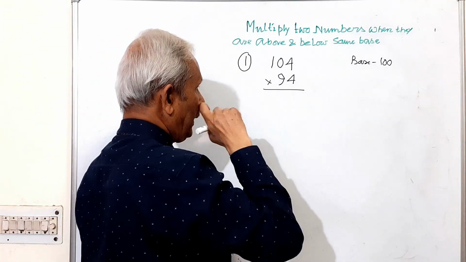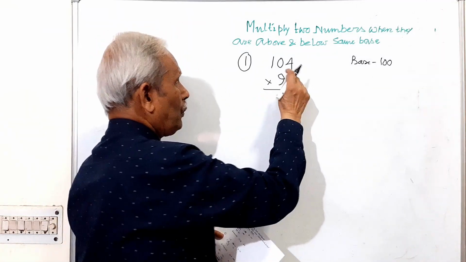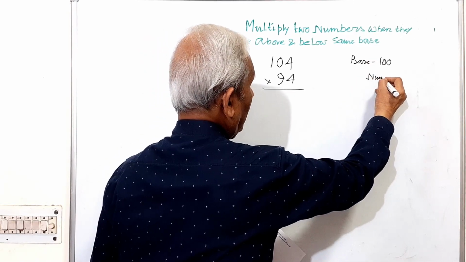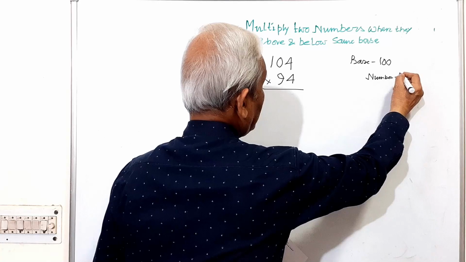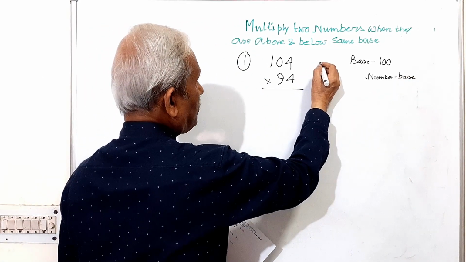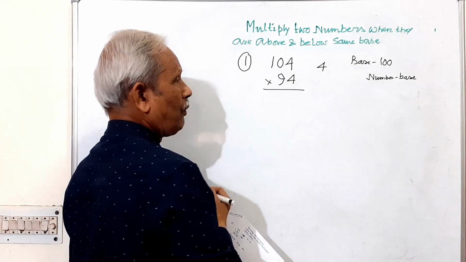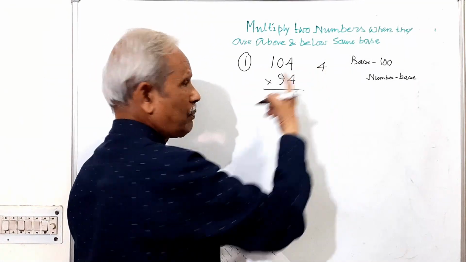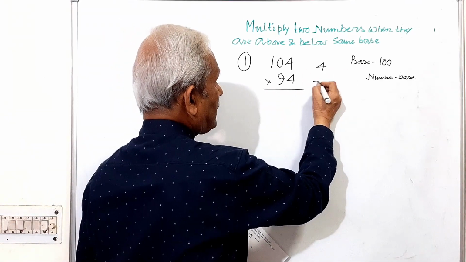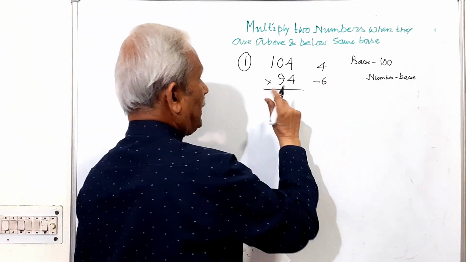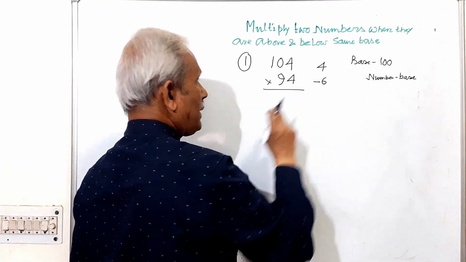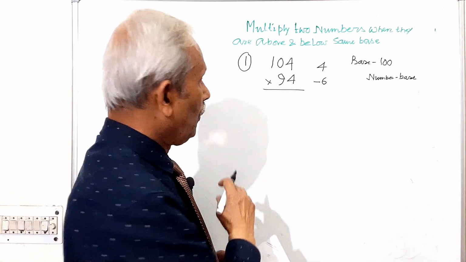As usual in our base method, number minus the base, number minus base, find out the difference. The difference here is plus 4. 104 minus 100 is plus 4. And then 94 minus 100 is minus 6. You understand it? Here one is positive and the other is negative. Doesn't matter. Now we have to multiply it.